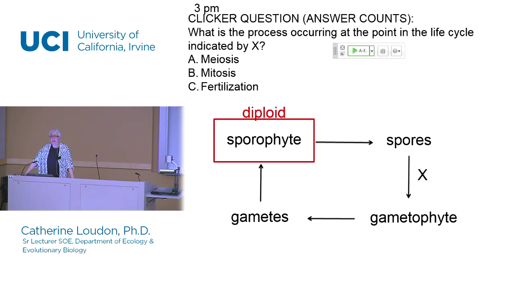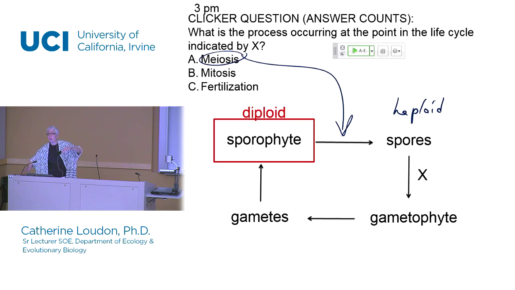So the second favorite answer, which was incorrect, was meiosis, right? When do you have meiosis? When you go from a diploid stage to a haploid stage. So the only time you have meiosis here is right there, at this stage, going from a sporophyte to spores, because you're going from diploid to haploid. That's it, right?